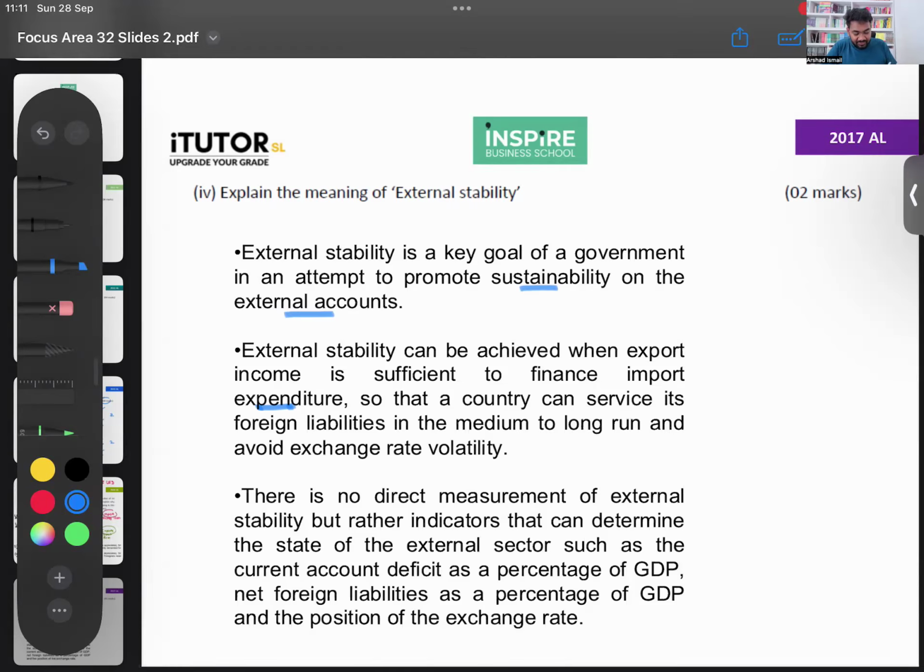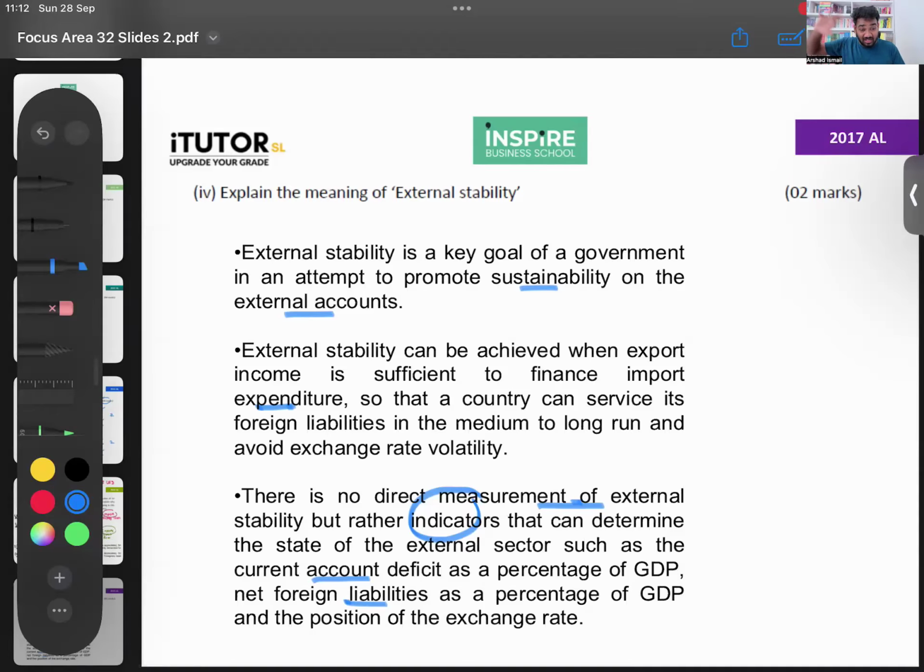They're saying there is no direct measure of external stability. Just because the exchange rate is stable, you can't say external stability, because the central bank can artificially keep it fixed. So there are rather indicators that can determine the state of the external sector, such as the current account deficit. If your current account is on a huge deficit, then there is a problem, right? Then your net foreign liabilities: are you taking so many loans? Then that's a problem. So by looking at it, you can see whether it's stable or not.